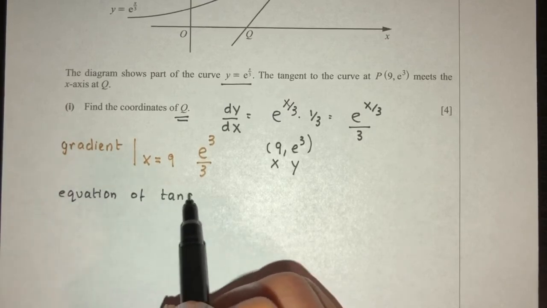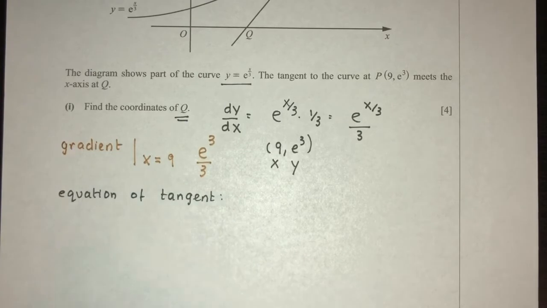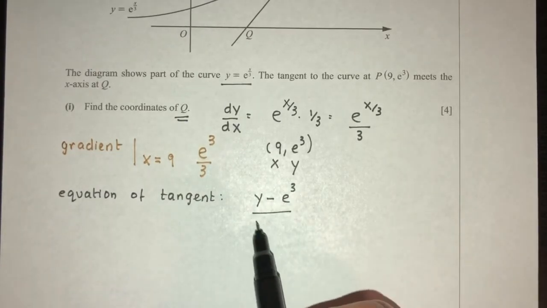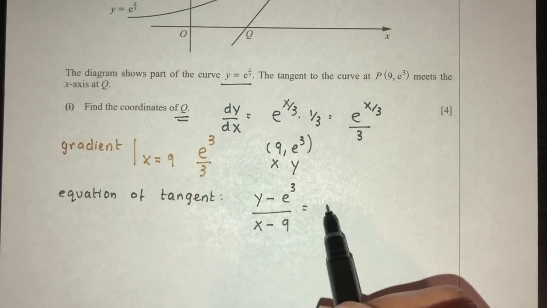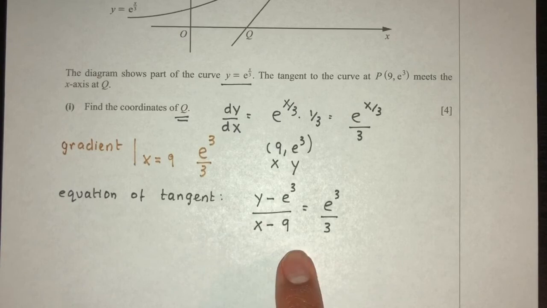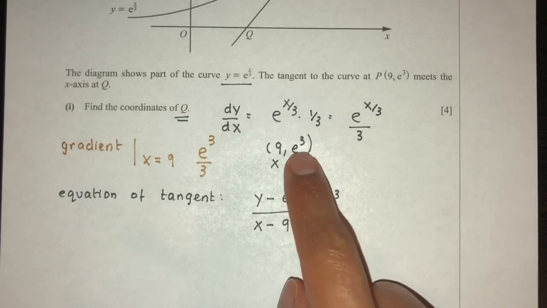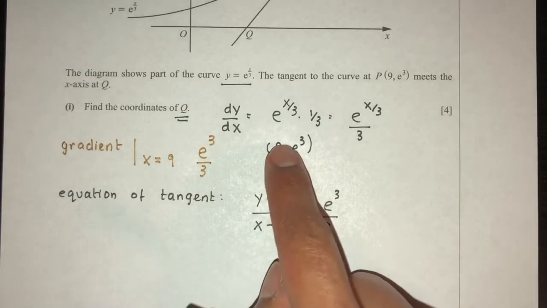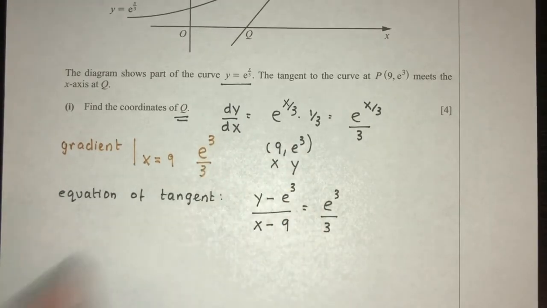And that's the first thing to find. Okay, so it'll be y minus e^3 over x minus 9 is equal to e^3 over 3. So that is just a method for finding the equation of a line. We take y minus this value on top and x minus this value on the bottom, equal to the value of the gradient.